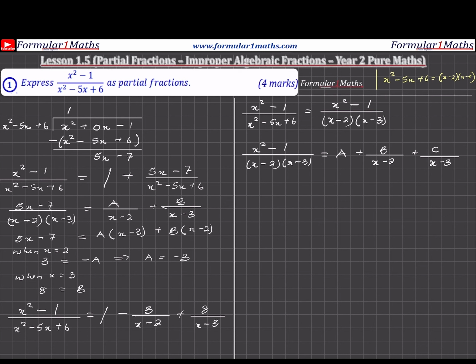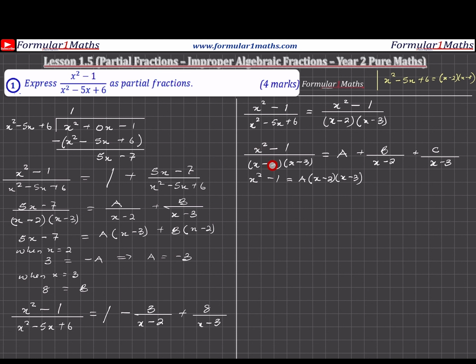The next step is to multiply all the 4 terms, this one, this, and that, by the denominator of the left-hand side. If I do that, I'm going to get x squared minus 1 on the left-hand side equals a times x minus 2 times x minus 3. Then x minus 2 will cancel x minus 2, and so I'll have plus b times x minus 3.